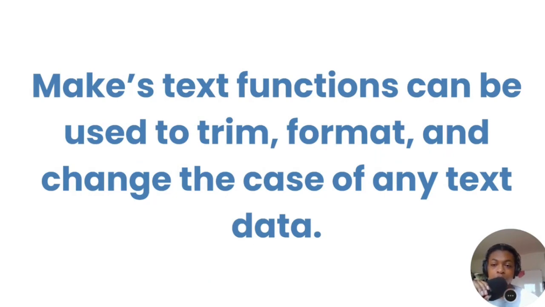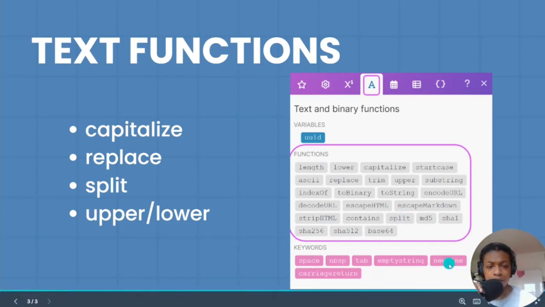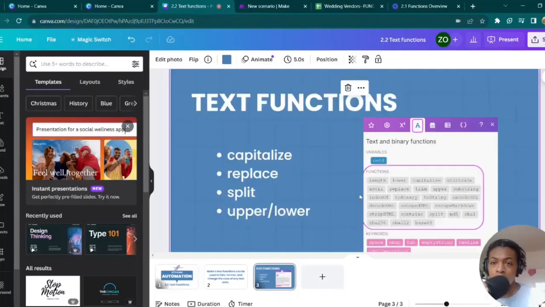Text functions can be used to trim, format, and change the case of any text data. They are in this fourth tab from the left, and there's a wide variety of options, including binary functions. Some notable ones: strip HTML, the lower and upper, those are the two that we're going to be addressing today. Capitalize, start case, split, and then down here you also have, these aren't exactly functions, but they're more like directions, and they are also helpful, but I'm not really going to address those right now. Let's start on the text functions.